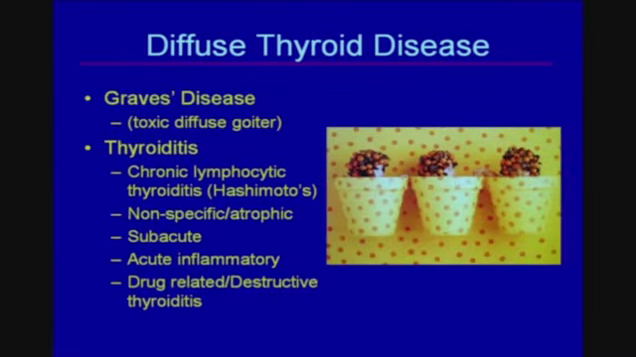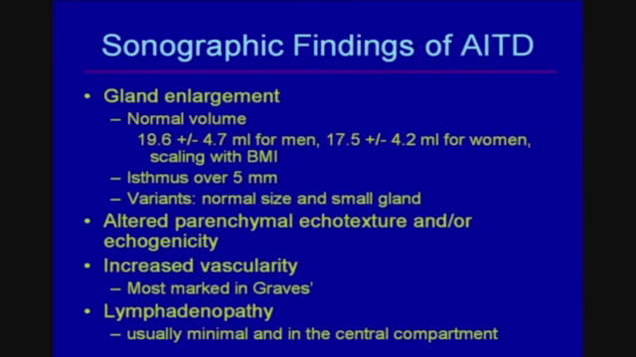So today we're going to talk about diffuse thyroid disease, and basically the division is between Graves' disease and thyroiditis. The vast majority of thyroiditis is chronic lymphocytic thyroiditis, but there are a number of other types of thyroiditis that we will encounter as well.